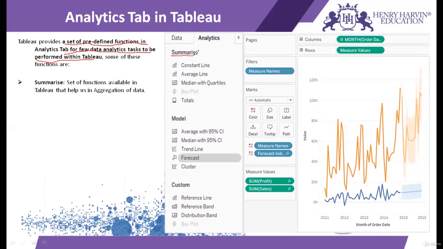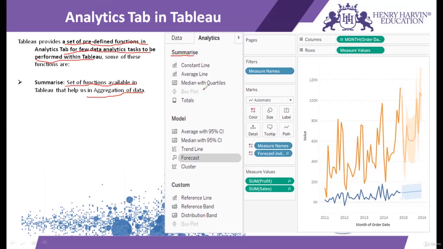So one of them is Summarize. Summarize consists of a set of functions available in Tableau that will help us in the aggregation of data. Basically, if you have some continuous measure variables and you've got data points in your visualization, and you want to find out the values corresponding to that data point, meaning the x-axis value, y-axis value, or the average lines, the total corresponding to rows or columns, you can easily obtain that using this summarize function.